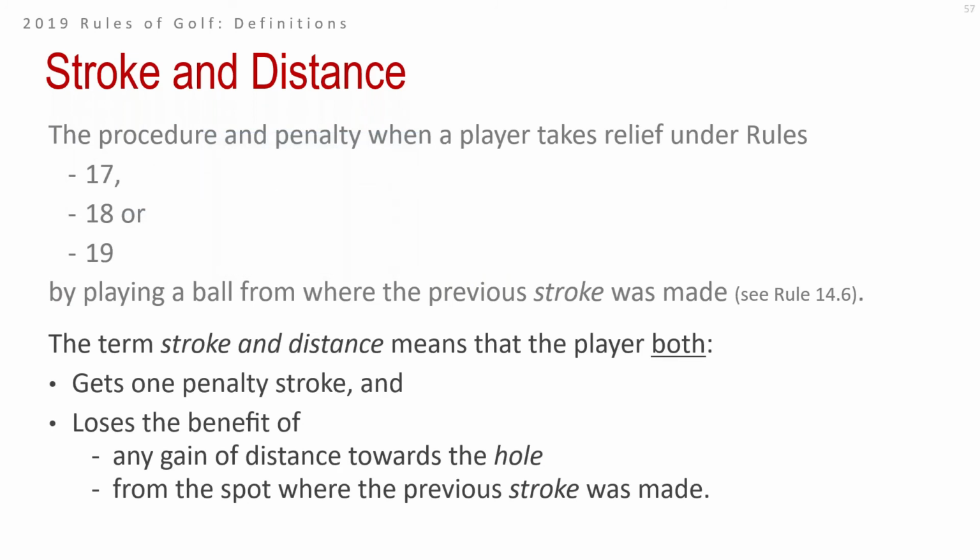So the term stroke and distance means that the player both gets one penalty stroke, and loses the benefit of distance towards the hole from the spot where the previous stroke was made. It's very common when a ball is hit out of bounds, you're enacting stroke and distance relief by coming back to where the previous stroke was made before the ball went out of bounds.